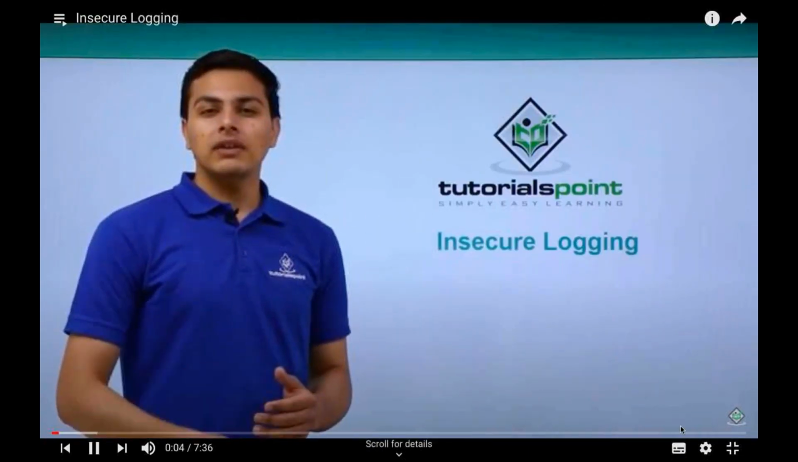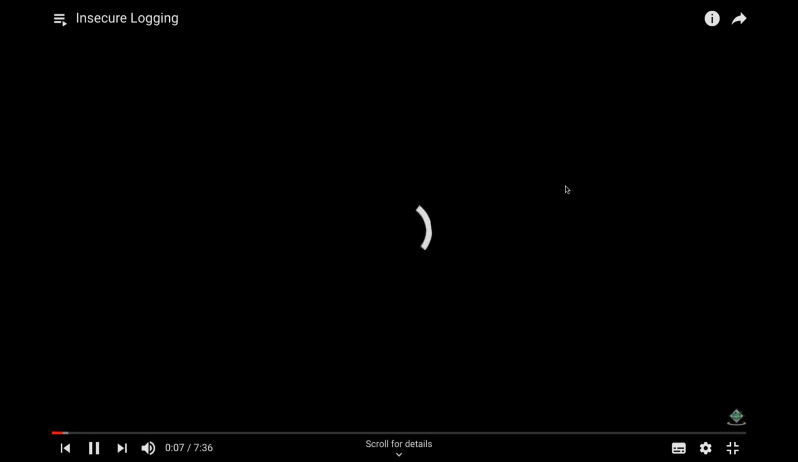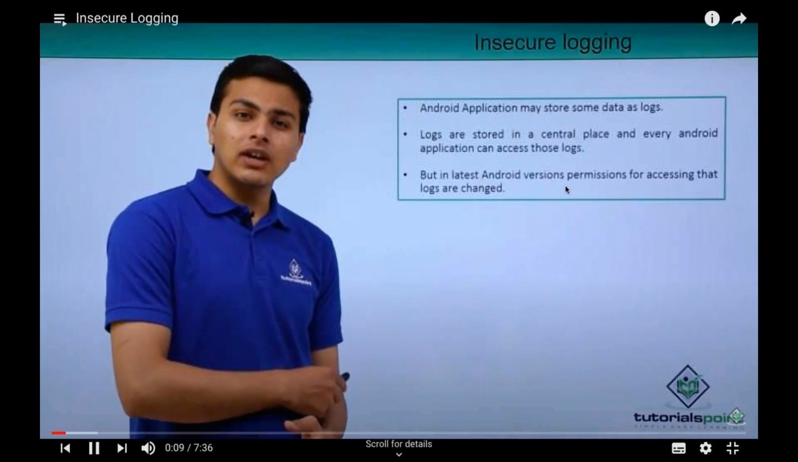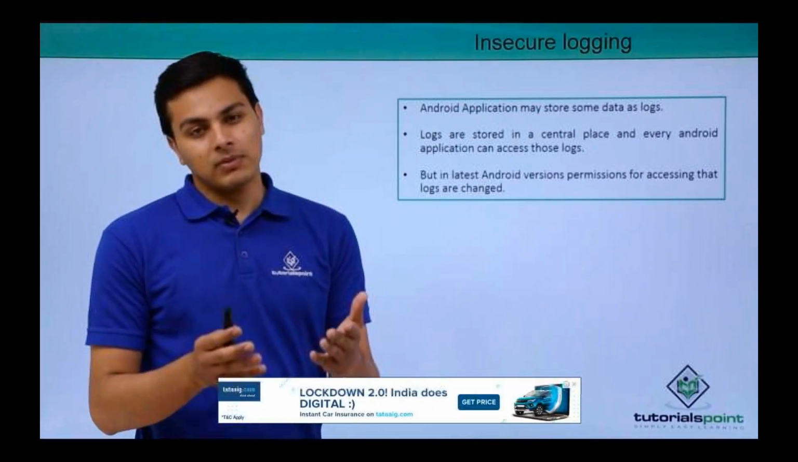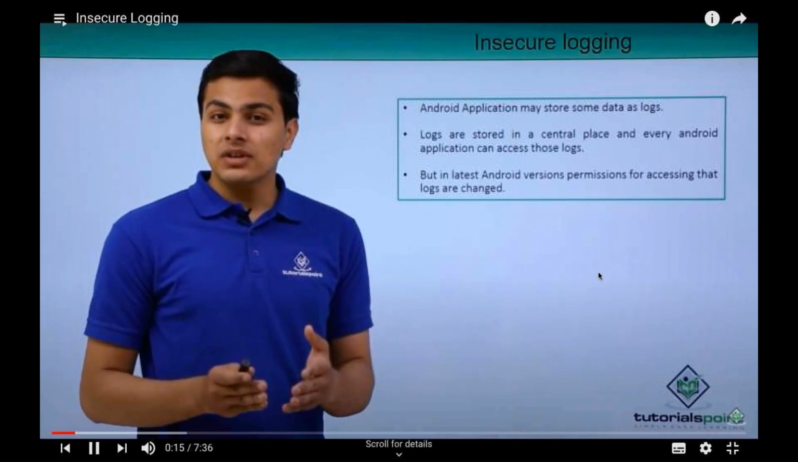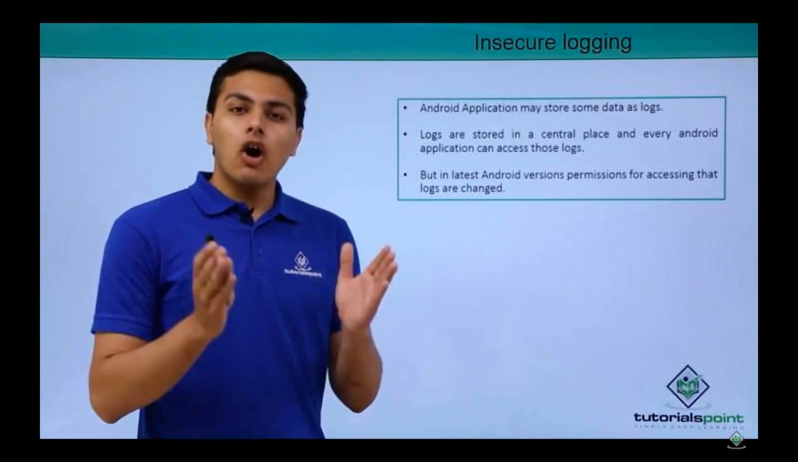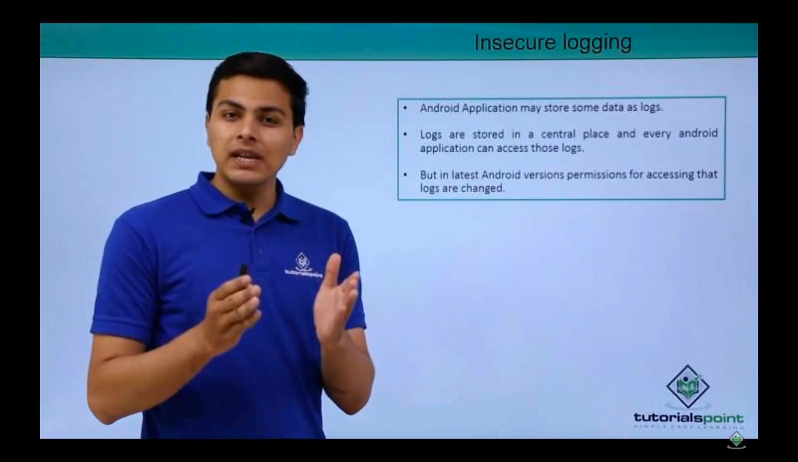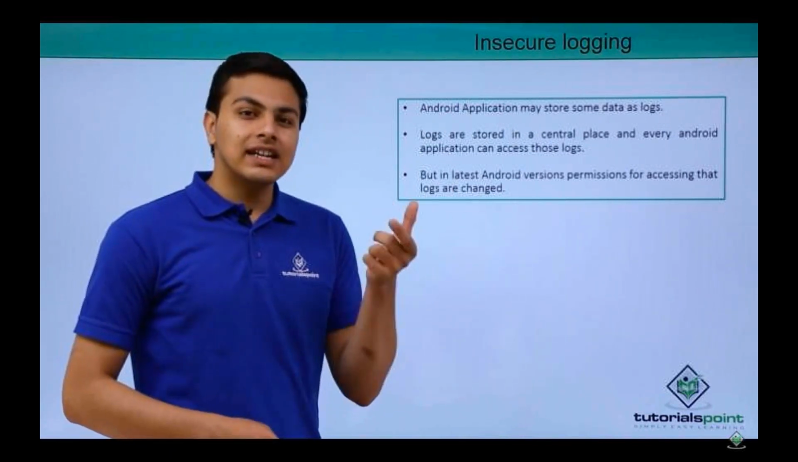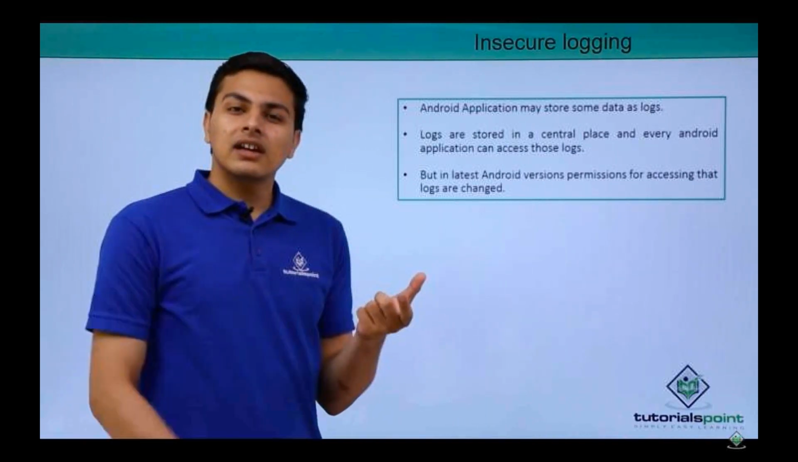Security issue of Diva, that is insecure logging. So what is insecure logging? Before talking about it, let's talk about a normal scenario. Here our Android application may store some data as logs. In Android, all logs of all the different applications are stored in a central position where all the applications can store their logs.